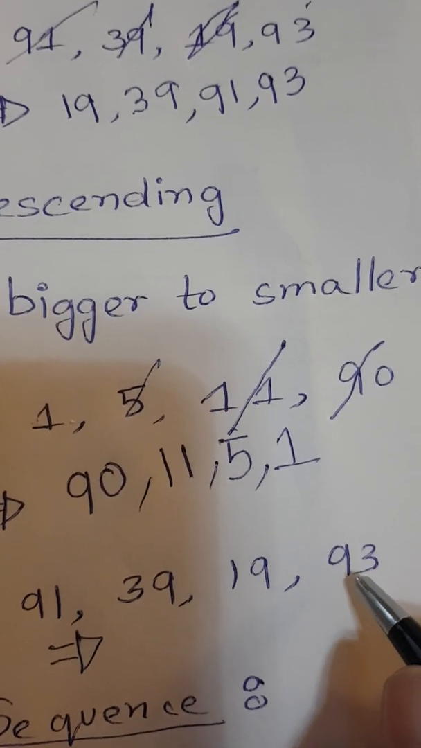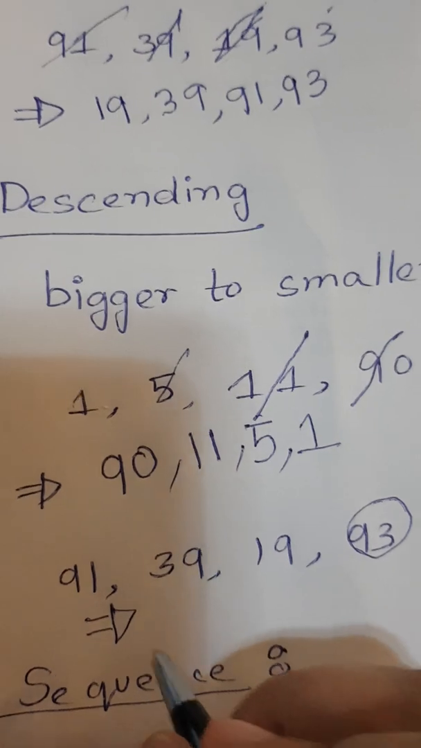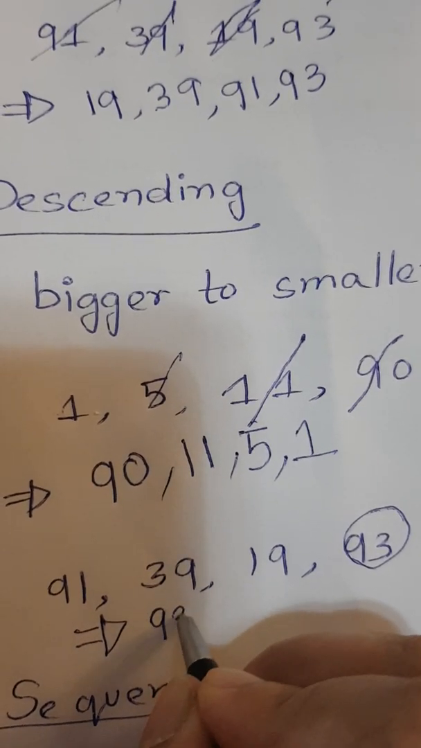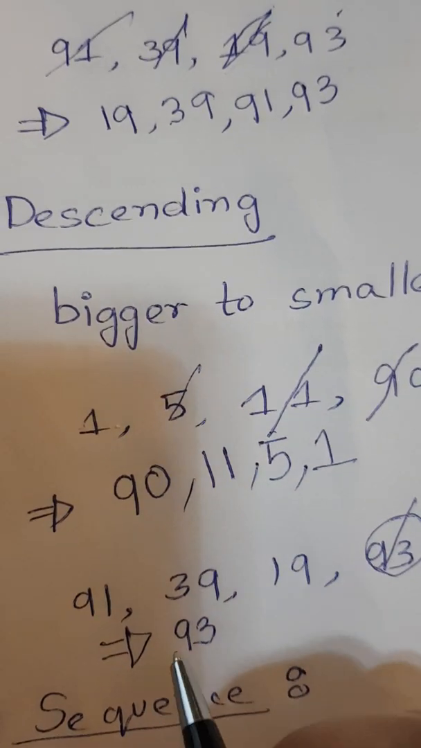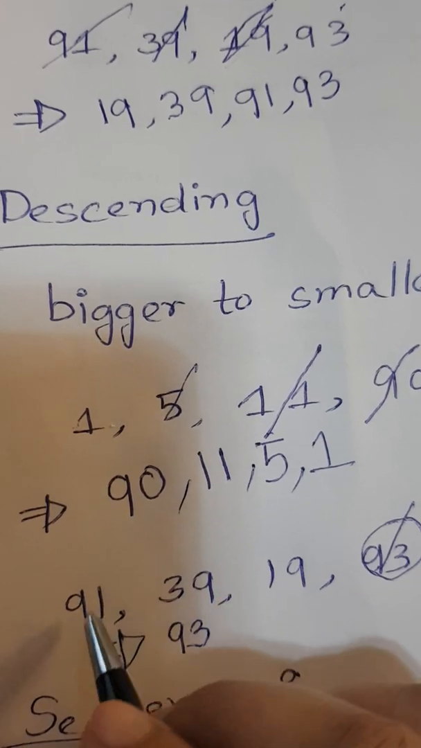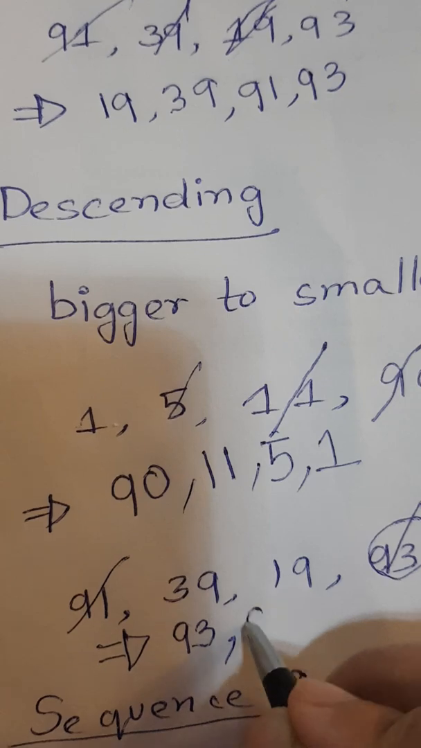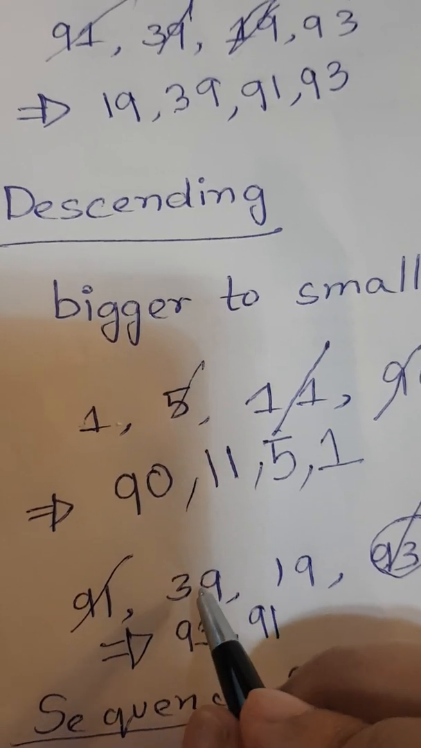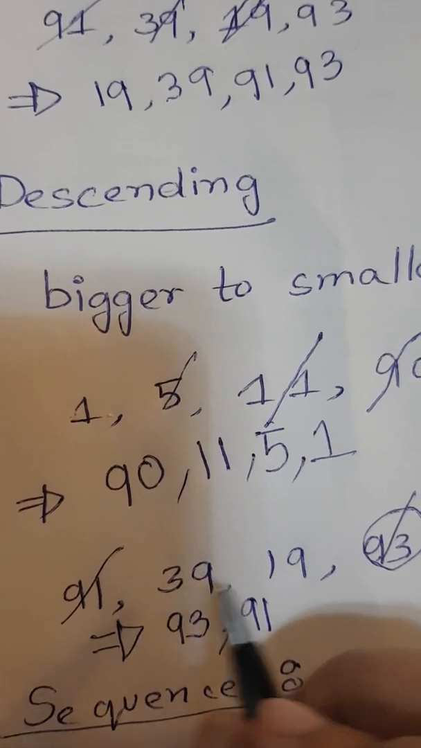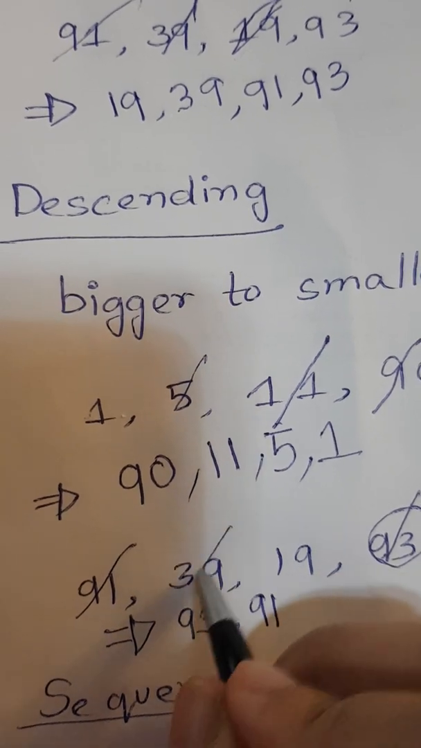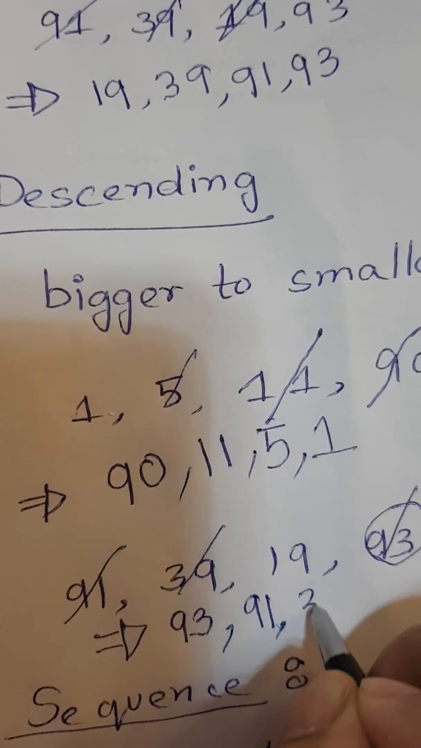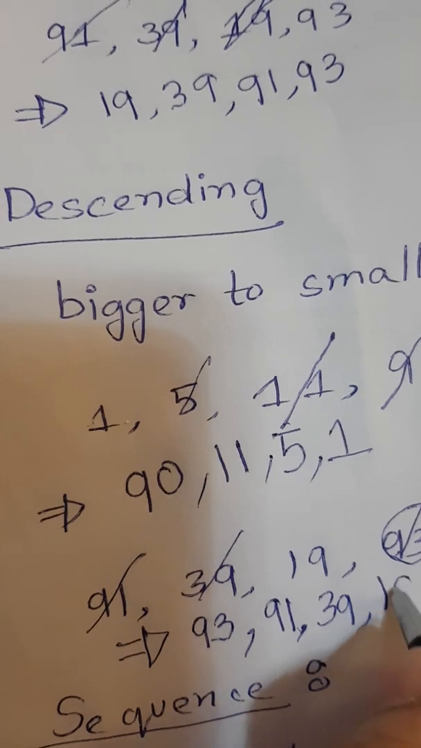So 93 is the biggest here. So you have to write 93 first. You cut it. Then among these three, which one is the biggest one? 91. So we will write 91. Then 39 and 19. Which one is the biggest among these two? 39. So we will write 39 here and then 19.